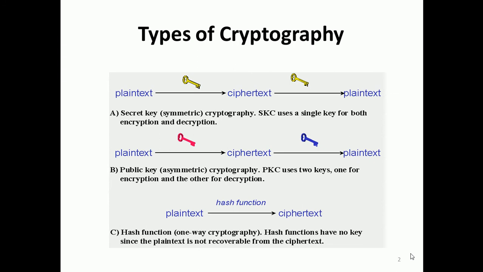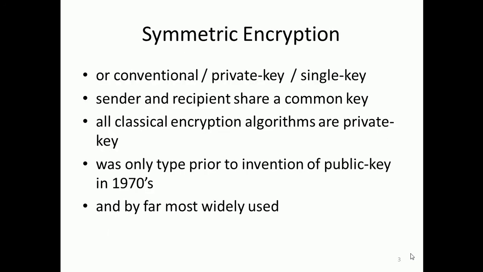In symmetric key cryptography, a single key is used both for encryption and decryption. In public key cryptography, two different keys are used, one for the encryption and the other for the decryption. And in hash function, no key is used. We are converting a plain text to a fixed length ciphertext. What is the purpose? We will discuss it later on.